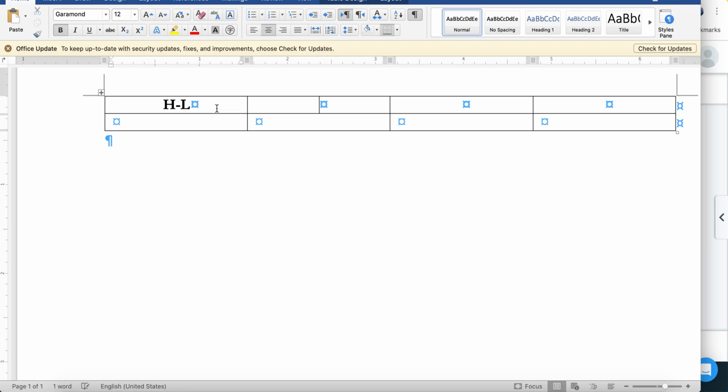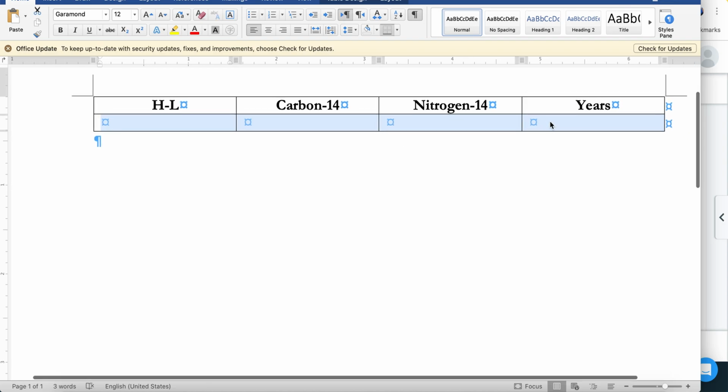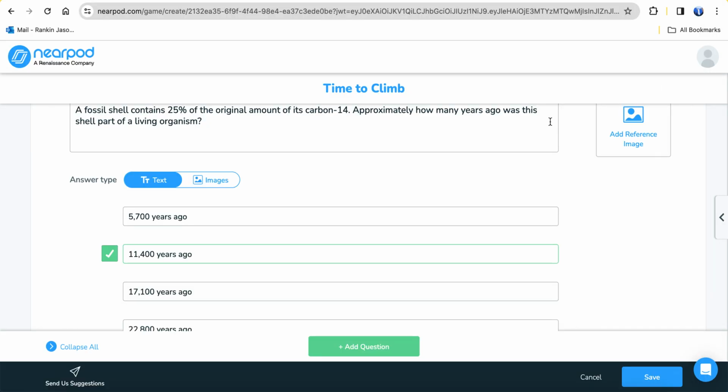All right, so HL, half-life. Let's go: carbon-14, nitrogen-14, and then years. This is how we get to 11,400.